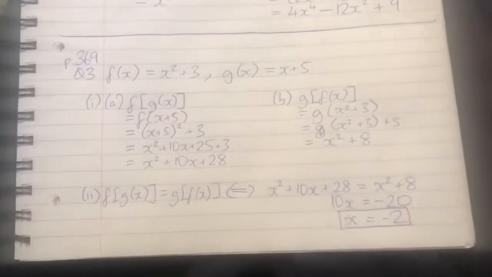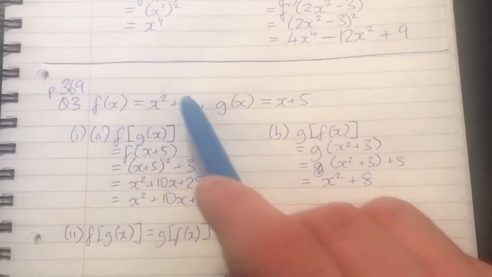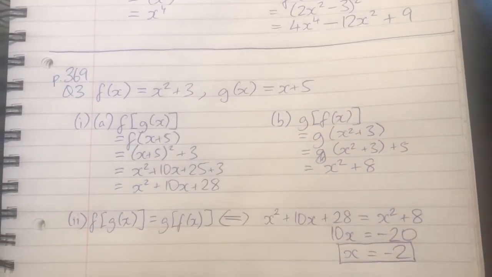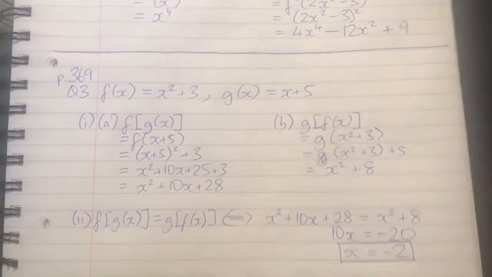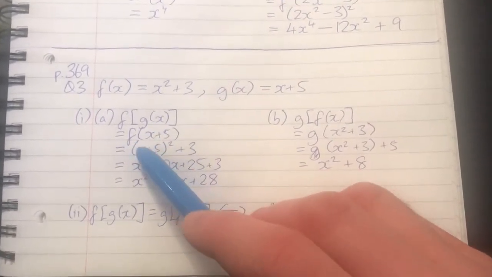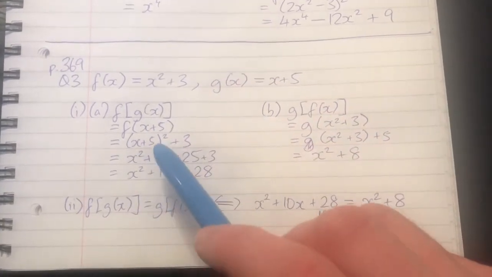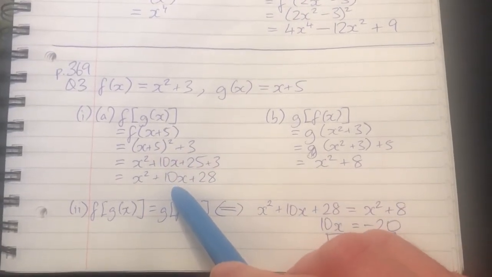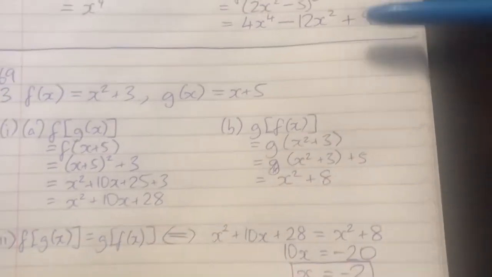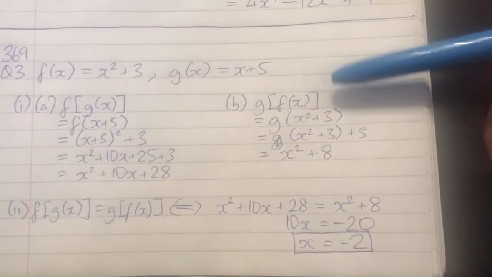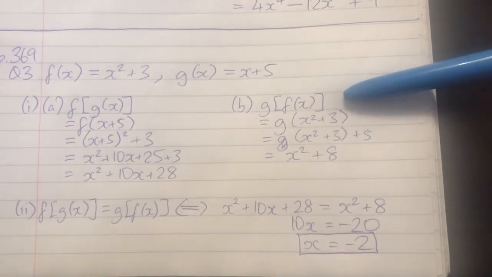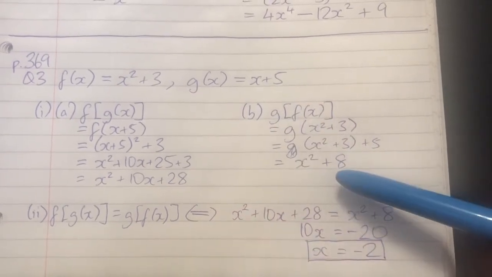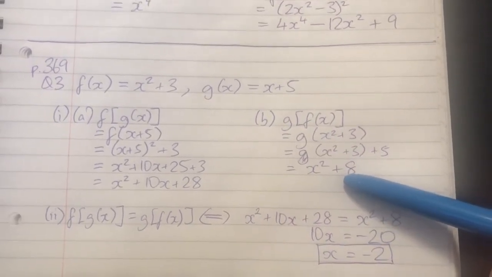I've done one more example here from the textbook, page 369, question 3. We're given two functions, f of x and g of x. Note this would be another way of expressing f after g of x or g after f of x. So applying the function g of x first, x plus 5 serves as my input to the f function. I square my input and add 3, and I reach a final answer for f after g of x squared plus 10x plus 28. Then applying the functions in the opposite order, g after f of x, that's g of x squared plus 3. And then my g function is simply take the input and add 5. So my final result for g after f of x is x squared plus 8.